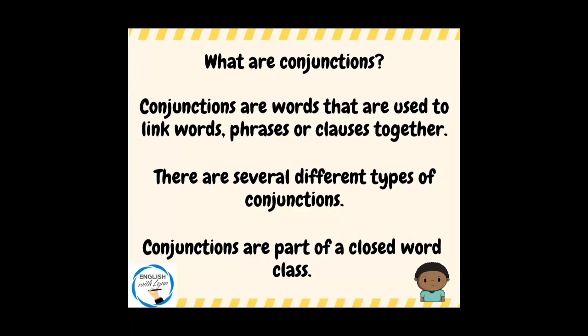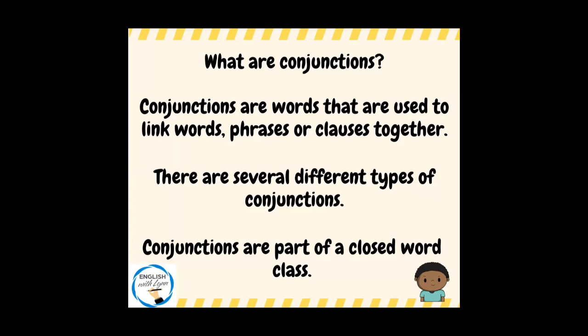There are several different types of conjunctions. Today, we are specifically looking at coordinating conjunctions. When we speak about conjunctions, they are part of what we call a closed word class. And what that means is that no other words can actually be added to that group. So word classes such as nouns, there are always new nouns that are being added to that group. With conjunctions, that can't happen. They are a closed group, so there are no new conjunctions that can be added to it.